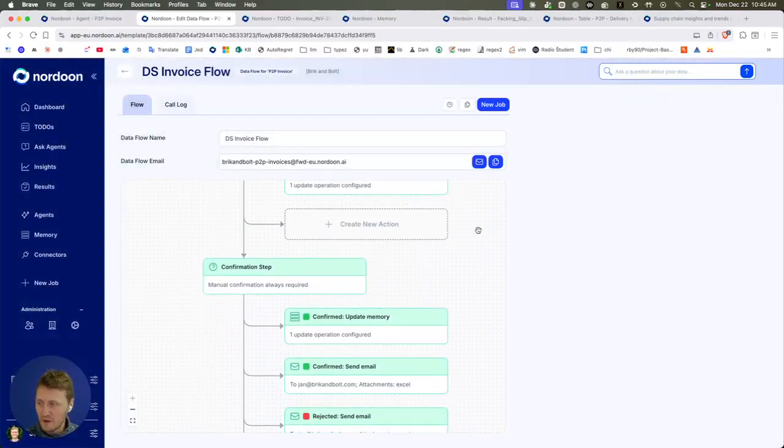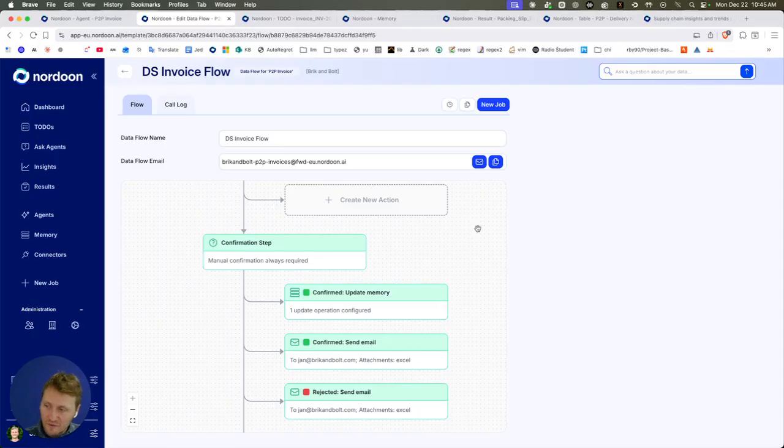Then we have what happens when an invoice is confirmed that everything is okay. There are two things that happen. One is that we update memory, so we remember that this invoice was processed, and then there are actions that happen. So what happens if the invoice is okay or it's not okay? In both cases, we can send an email. We notify the supplier that something is not okay on the invoice, and in the other case, if everything is okay, we can send the email confirming that it will be booked.